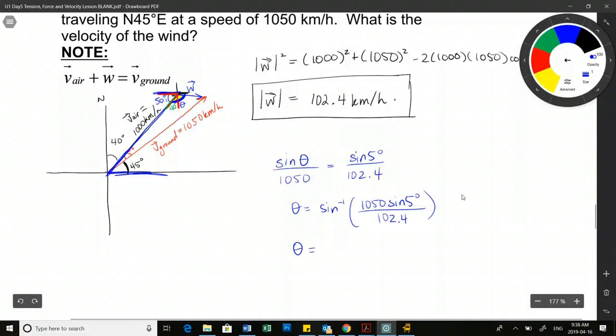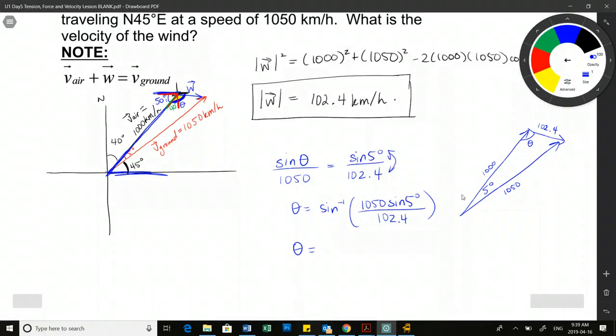Brian? Yeah, I just don't see where you're getting all these numbers. I see we got the 50 and 40, but I don't see where you got this. So I'm using sine law. So here's our triangle right now. Sometimes it helps to redraw it with just what you know. So we know 5 degrees, we know 1,000, we know 1050. I'm looking for that whole thing right there. And we also just found that this is 102.4. So I'm using sine and its opposite angle. That's where I got 5 and 102.4, because that's a side.